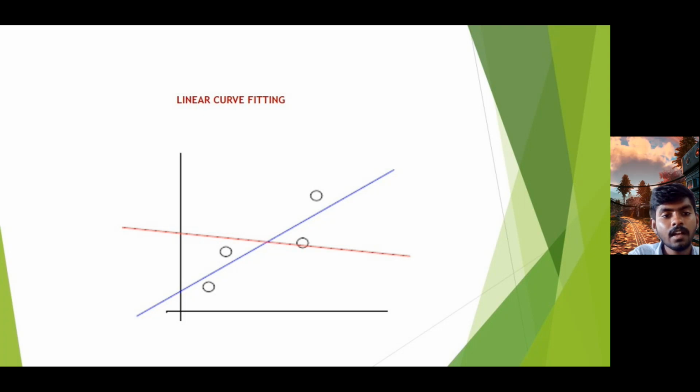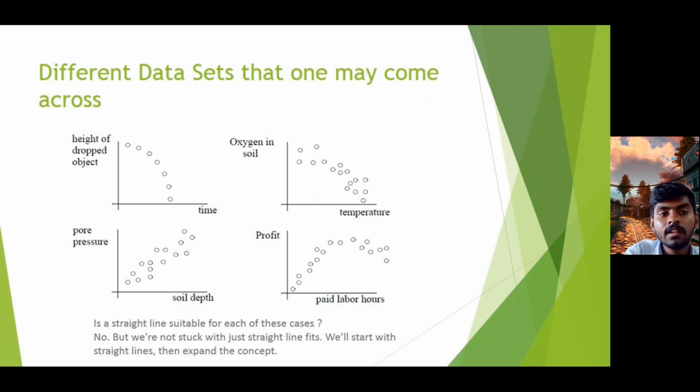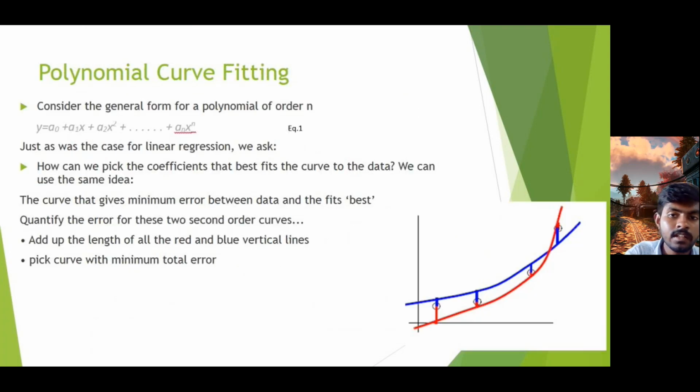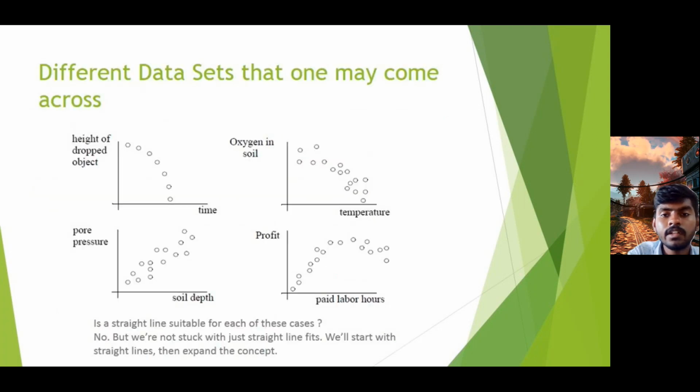This is the linear fit. Here we mainly need to know the equation, which is y = a0 + a1x, and we may not get some fits correctly with linear, so we go for the polynomial. The polynomial equation is y = a0 + a1x + a2x² and so on up to anxⁿ. We take polynomials for fits like this in order to best fit the data points.